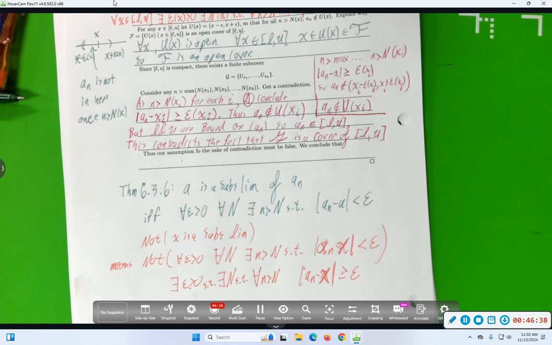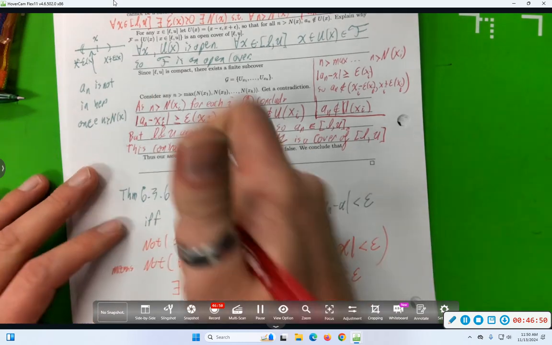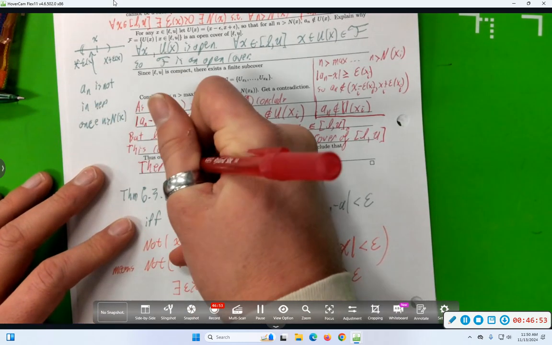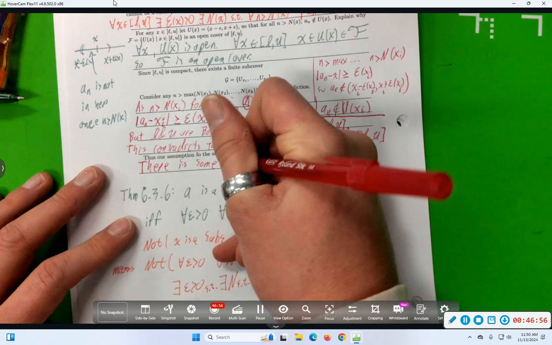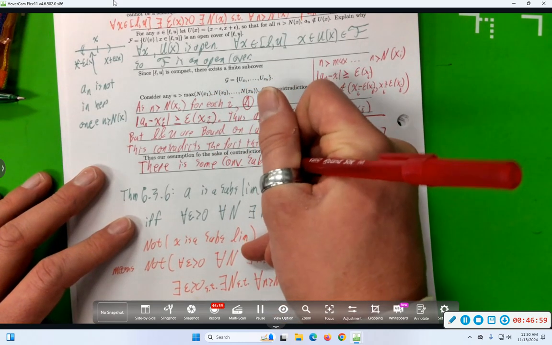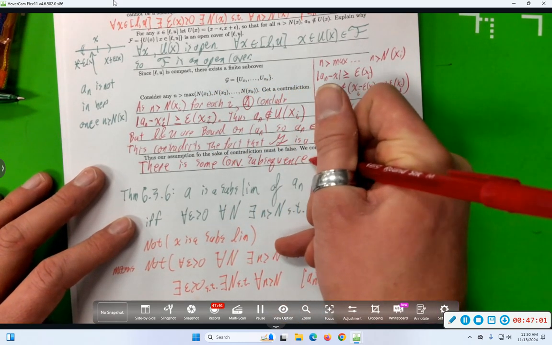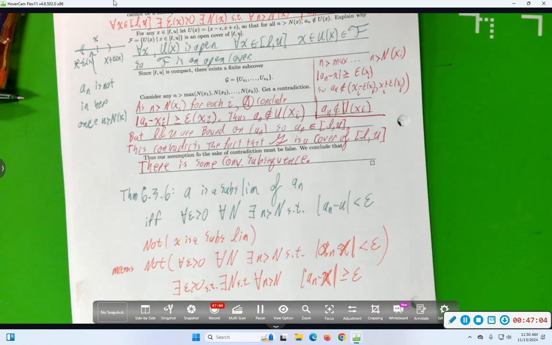So I negate the thing I assumed for the sake of contradiction. There is some convergent subsequence. And we'll see a few examples of why this is powerful. This says that if you start with any bounded sequence, that sequence itself might not converge. But as long as you're willing to take a subsequence, you can get one that converges.